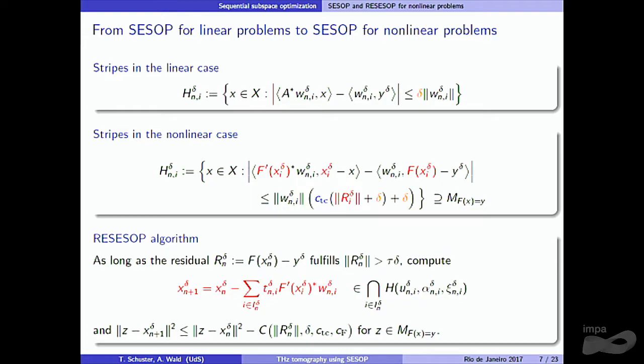By our theory, it is guaranteed that this is in the intersection of all the stripes defined as above. And as long as the discrepancy principle is not satisfied, we know that the new iterate is a better approximation to all the solutions in the set M than the old one. And we can compute this factor here. It depends on the residuum, on the noise level, on the tangential cone condition, and on this constant from the uniform boundedness of the Fréchet derivative.